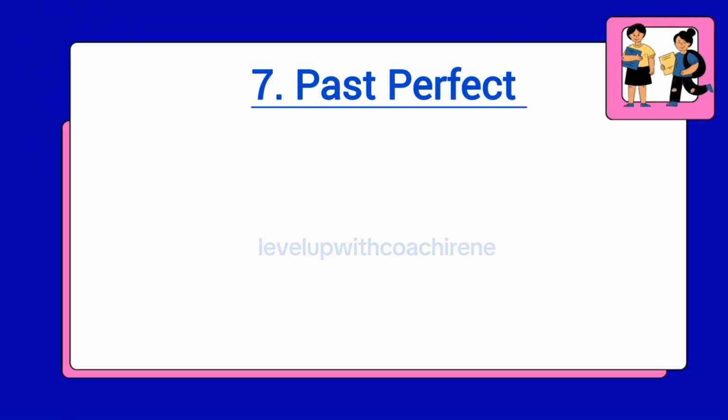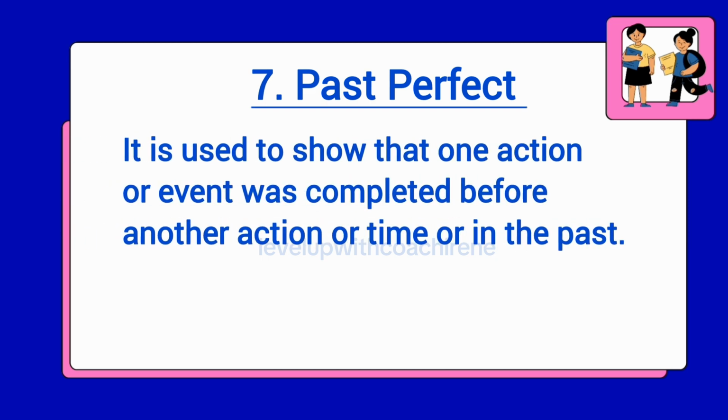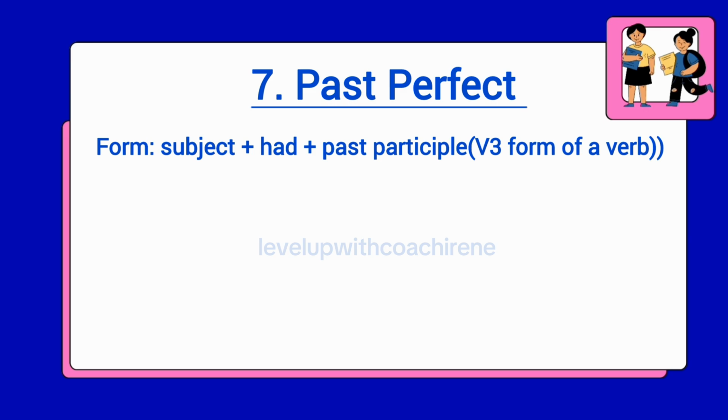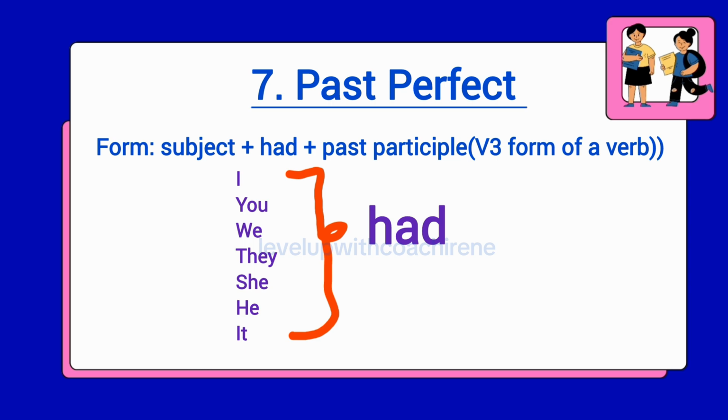To proceed, let us look at past perfect tense. It is used to show that one action or event was completed before another action or time in the past. It's helpful in establishing a clear sequence of events in the past. The past perfect tense is formed with the subject plus had plus past participle or V3 form of the verb. The auxiliary verb had remains the same for all subjects that include I, you, we, they, she, he, and it.